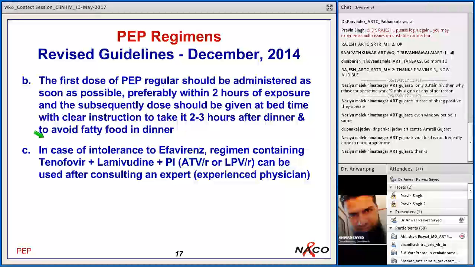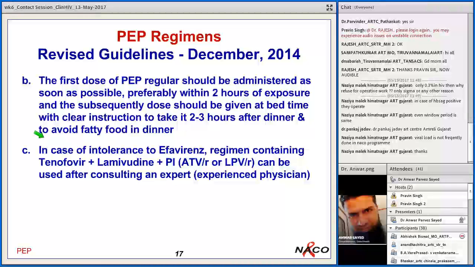Tenofovir, lamivudine, efavirenz is available at all ART centers as a single pill, and should be administered preferably within 2 hours of exposure, and subsequently the dose should be given at bedtime. And clear instructions should be given that it should be taken 2 to 3 hours after dinner to avoid a fatty dinner. Now 2-3 things have been mentioned in this point here, B.